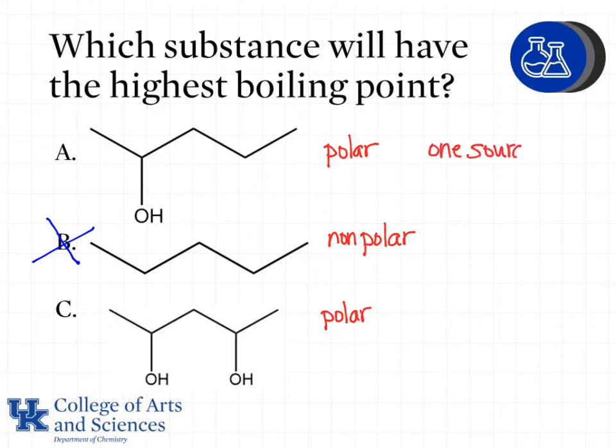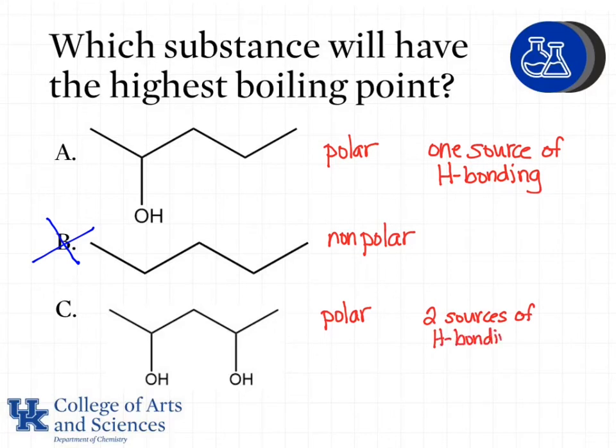In comparing A and C, we see that A has one source of hydrogen bonding with the one OH group, and C has two sources of hydrogen bonding because it has two OH groups. As a result, the hydrogen bonding will be stronger in C than in A, and this will lead to C having the highest boiling point.